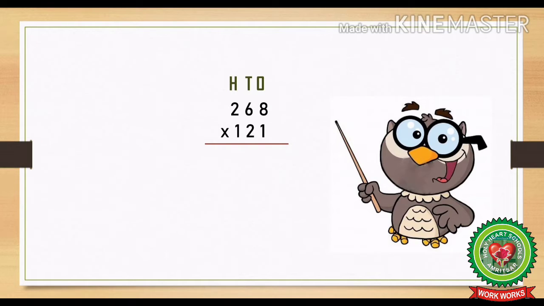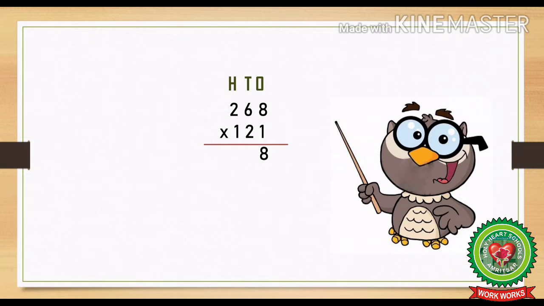268 multiplied by 121. As you can see, first of all we will write the place value table above the number, that is ones, tens, hundreds. Remember kids, we will start multiplying from the right hand side, that is from the ones place. So from the right hand side, which is the first digit, that is 1, we will multiply 1 with all the numbers given above.